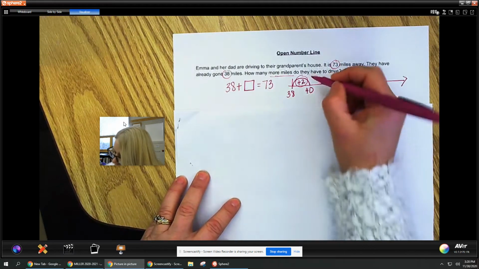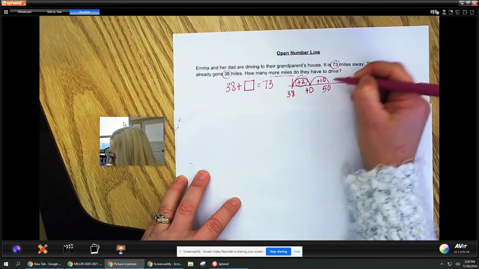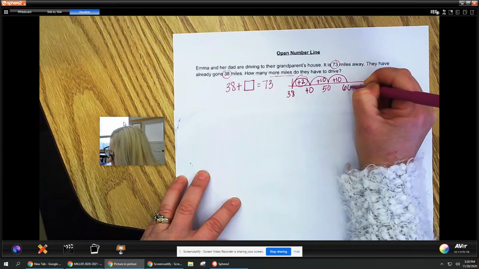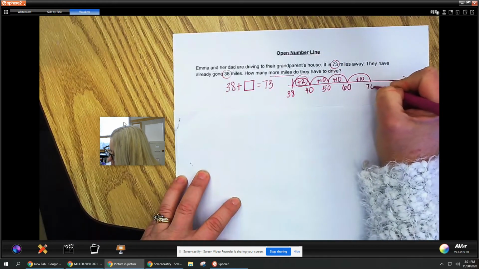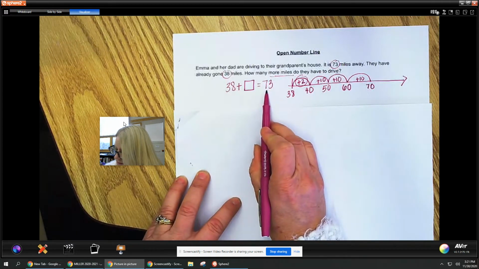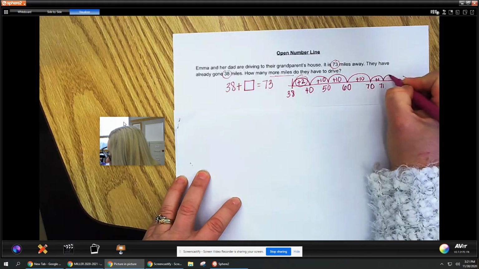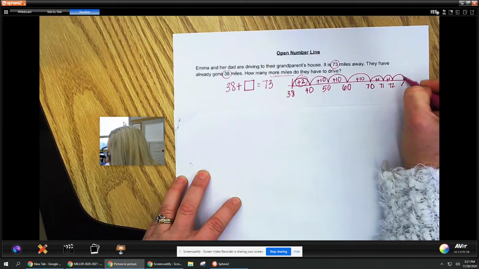So if I'm at 40, I might add another 10 and I would get 50. And another 10 would give me 60. And I'm going to do one more 10 to get me to 70. So now I need to get 3 more because that's how many more to get to our destination. So 71, 72, and whoa, barely made it, and 73.